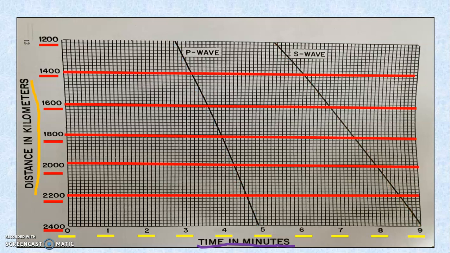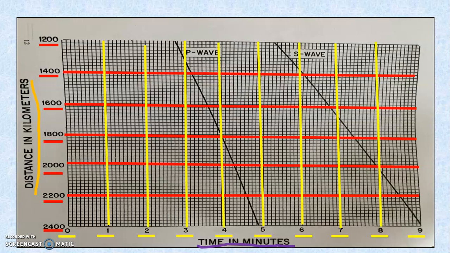So I always find it easier, because there are so many squares on this graph, to draw lines across. The horizontal lines going across, representing the 1400, the 1600, the 1800, and so on, and to draw vertical lines representing each one of the minutes, 1 minute, 2 minutes, 3 minutes, and so on. That way you're shrinking down the boxes that you have to look at.